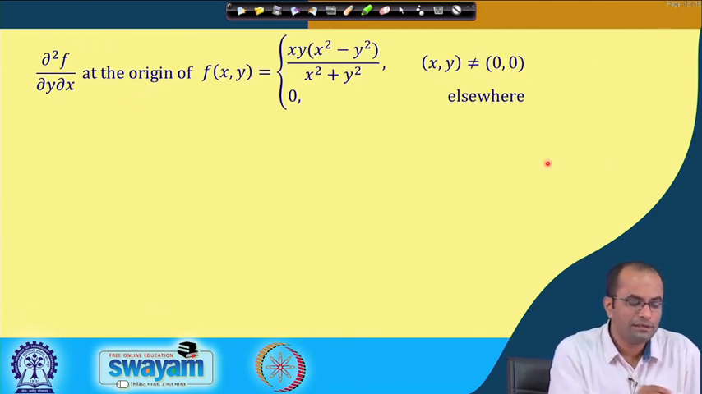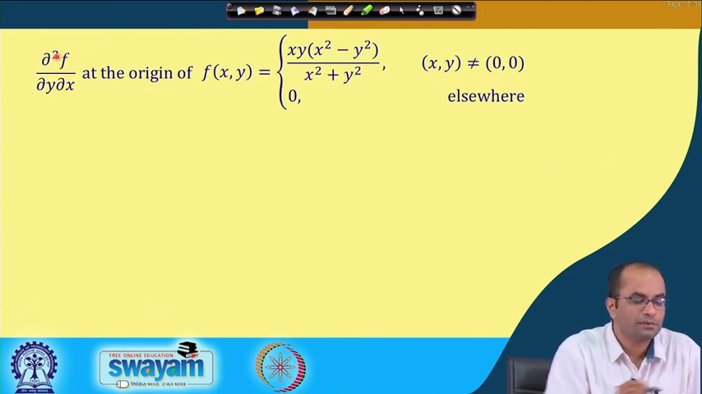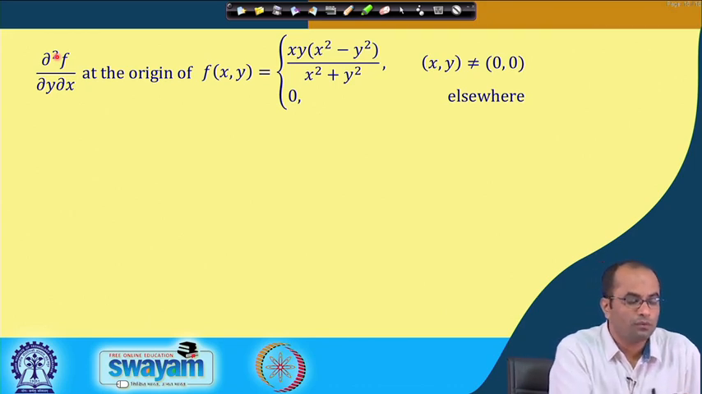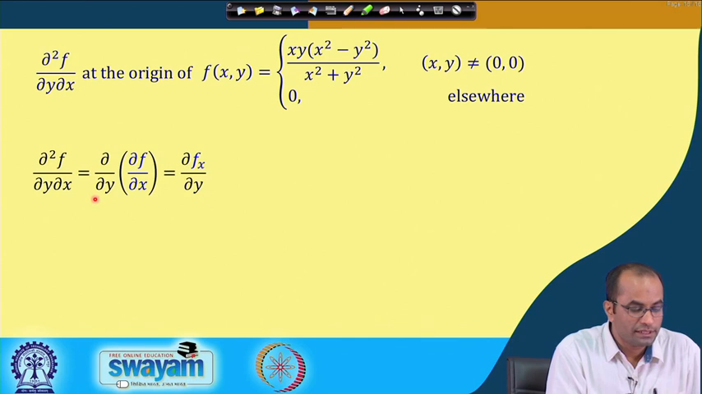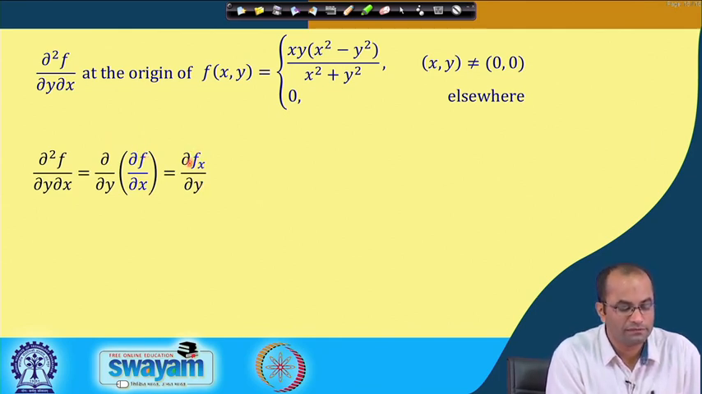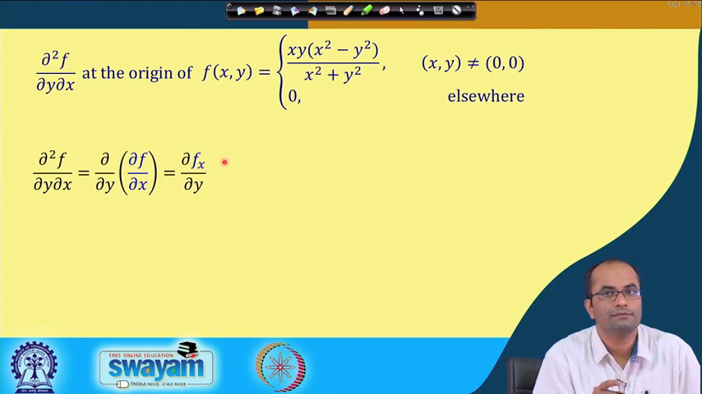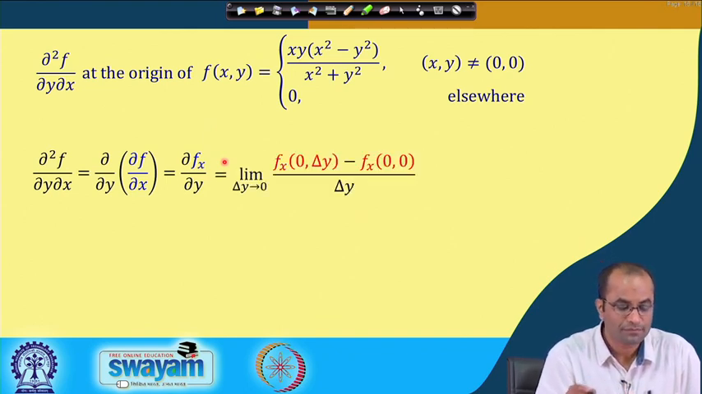Similarly, now we will compute the second order partial derivative with respect to y and then with respect to x. So, in this case we have the order now del over del y of del f over del x. That means, the partial derivative with respect to y of the function f_x. So, in this case again we use the definition.